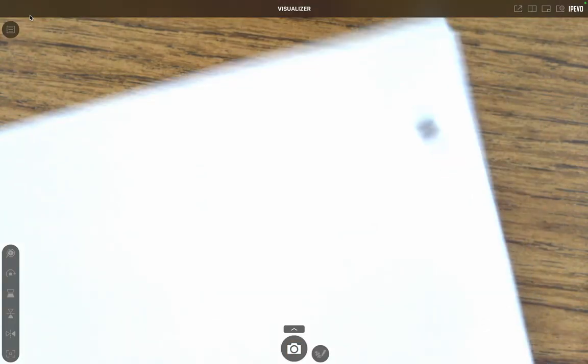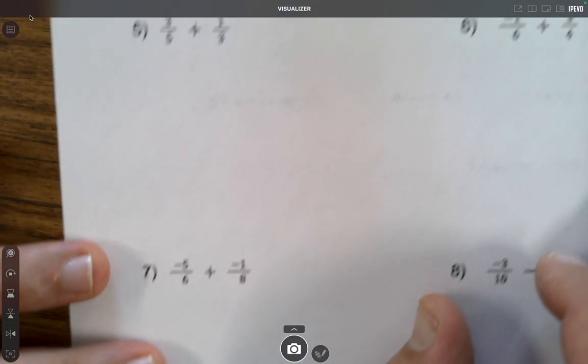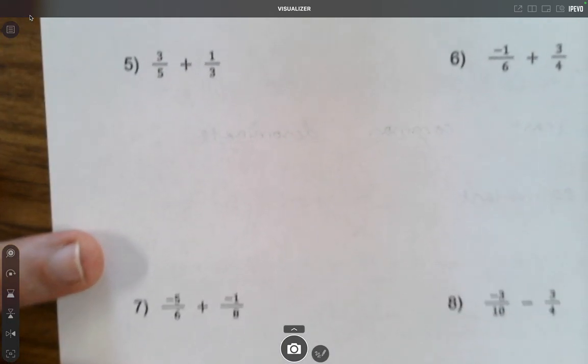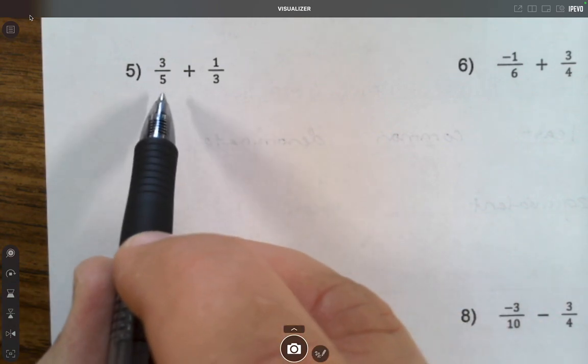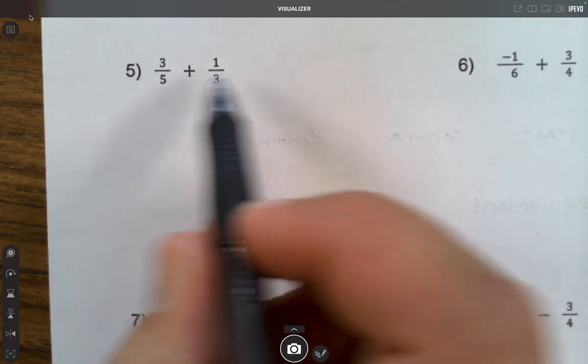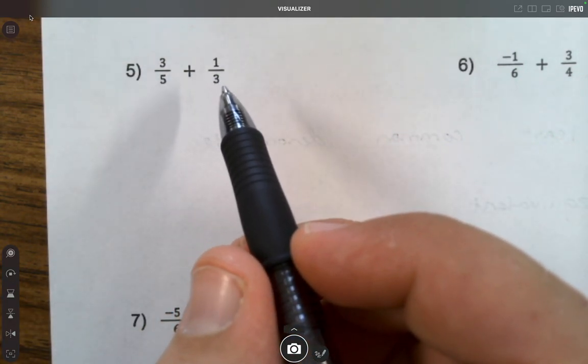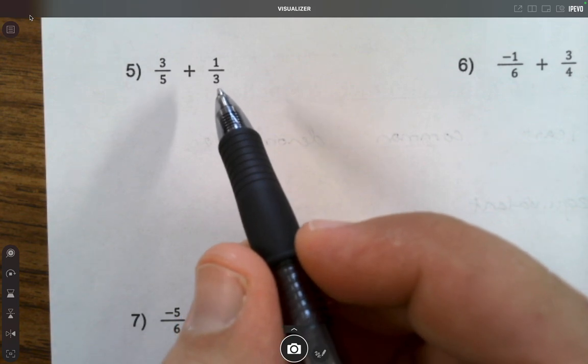All right, now on the back, we are going to have to change denominators. I know. Gotta happen though. Okay, so as I look at number 5, I see, all right, these denominators are not the same, so I can't add as they are right now. I've got to change it so they have the same denominator.